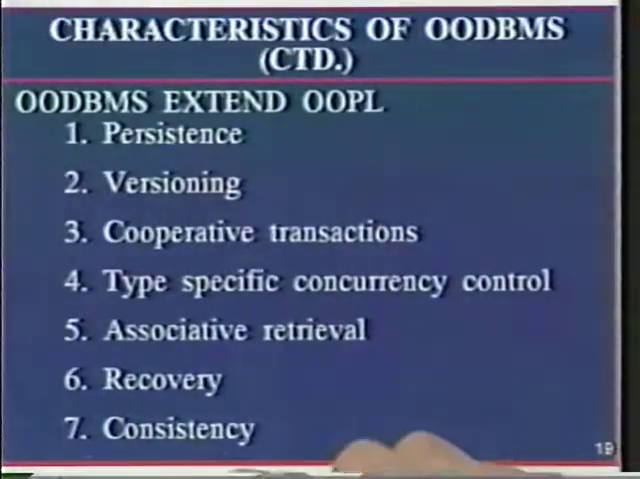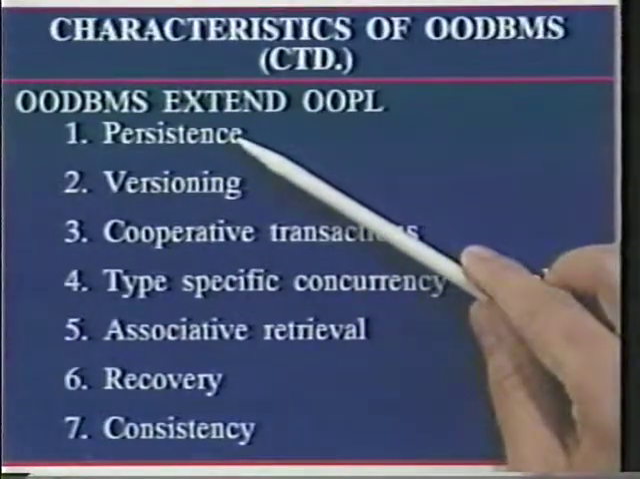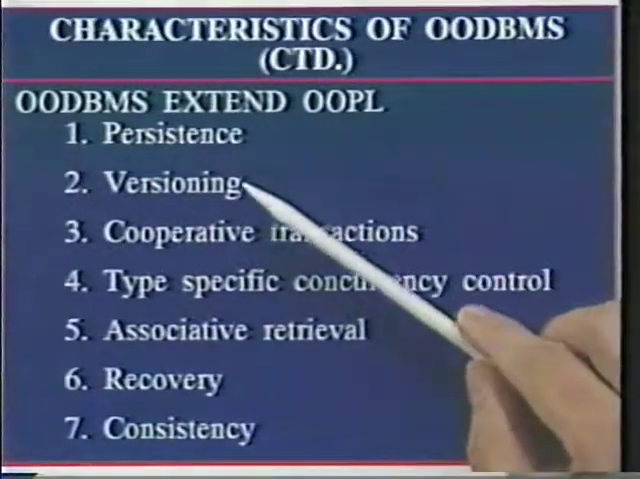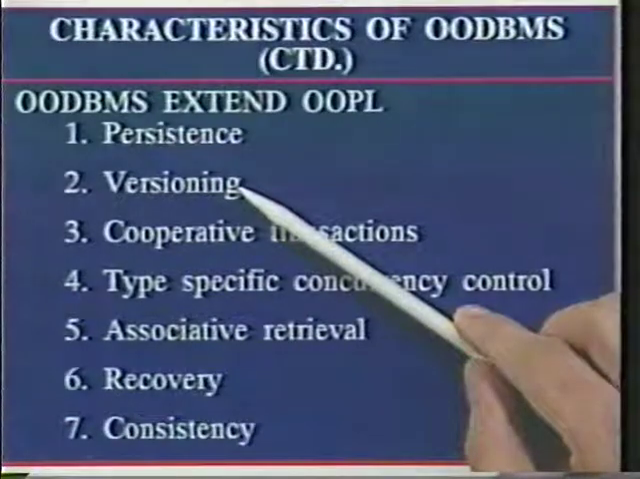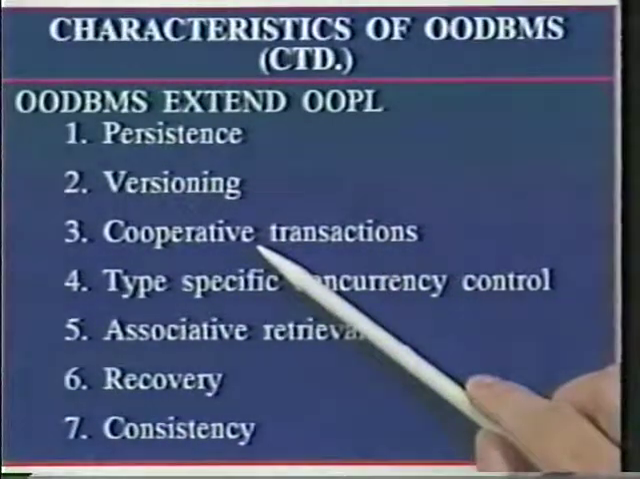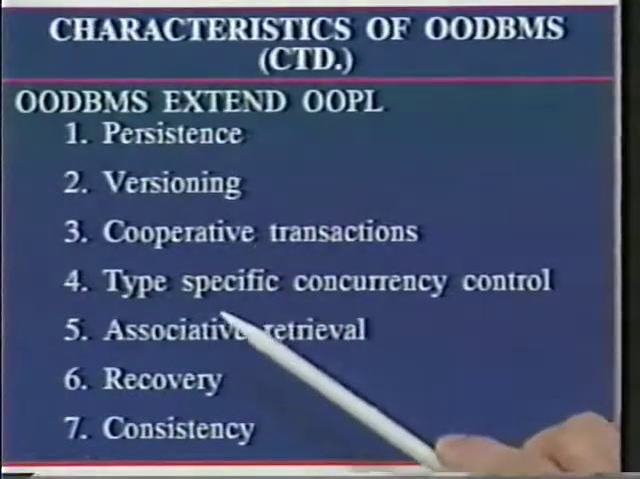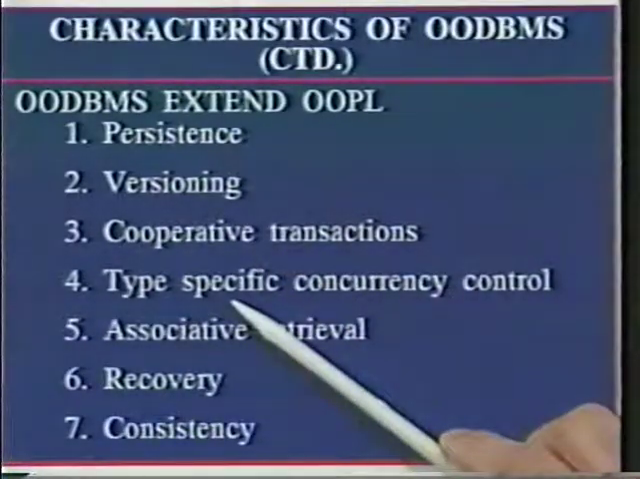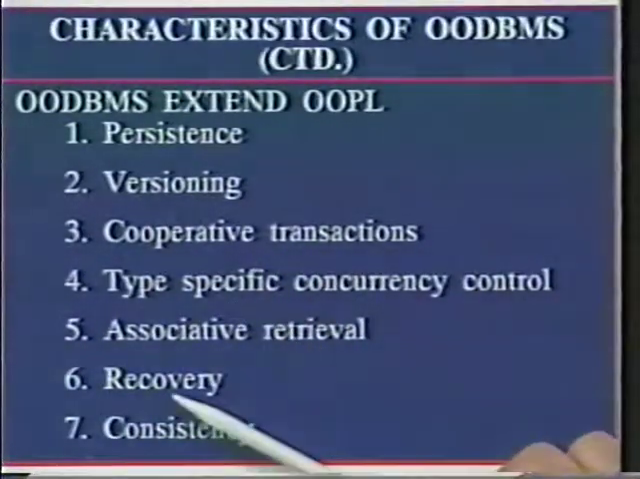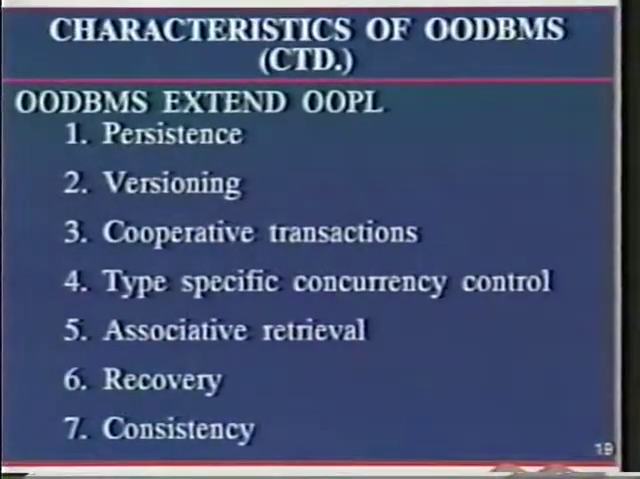However, object-oriented database systems extend object-oriented programming languages by providing persistence. That is, you can store the objects which are created in memory on a physical disk. We can have versioning capabilities. They allow cooperative transactions. We will see cooperative transactions later on. We do type-specific concurrency control, recovery, and consistency.